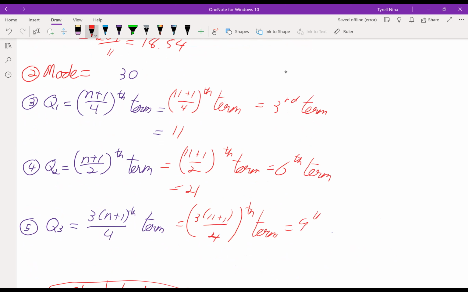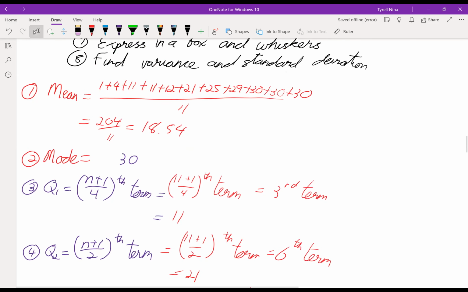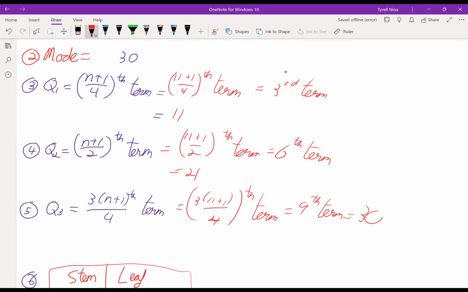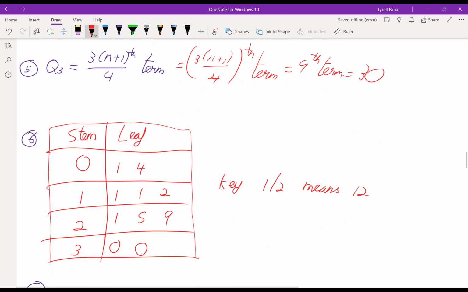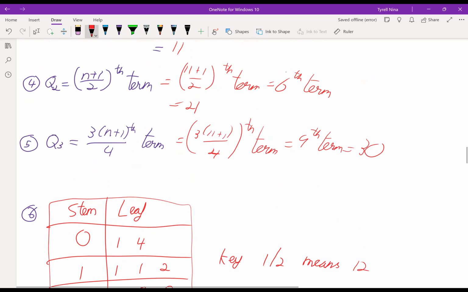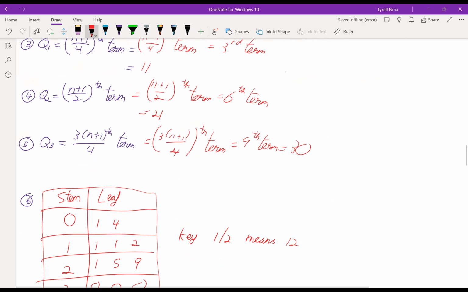Q3 is the ninth term, which is 30. The lower whisker starts at 0 here. All right, so check your answers.